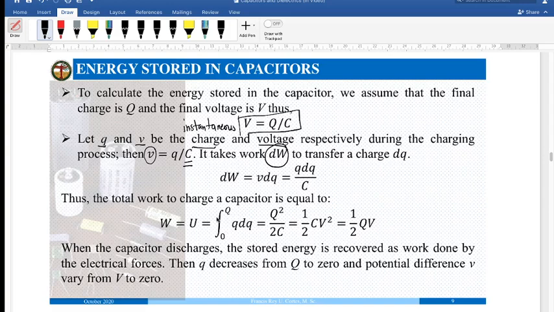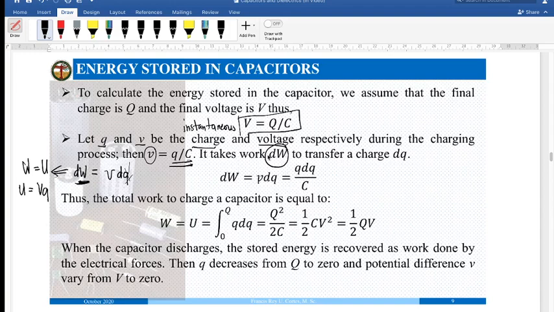Diba? So you are really transferring charges. From the definition of work, we know that dW is equal to V dQ, because work is actually equal to the change in potential energy U, assuming your electric force is a conservative force, so U is equal to VQ, diba? So a small amount of work will transfer a small amount of charge, dQ. Therefore your dW is equal to small letter V, the instantaneous voltage, times dQ, a small amount of charge. Remember that your V is Q over C, the instantaneous voltage at that time.